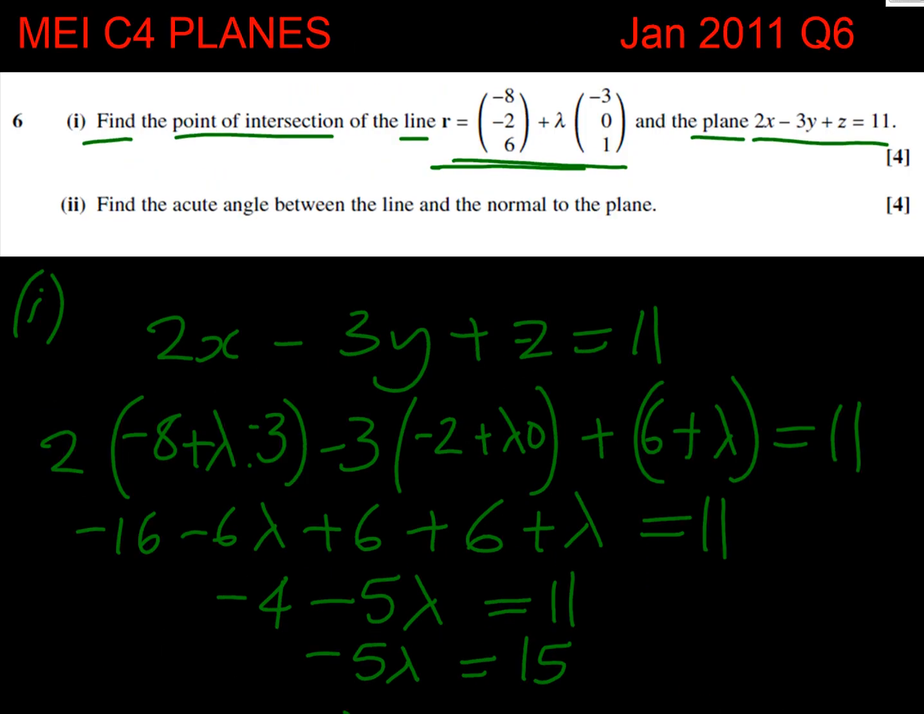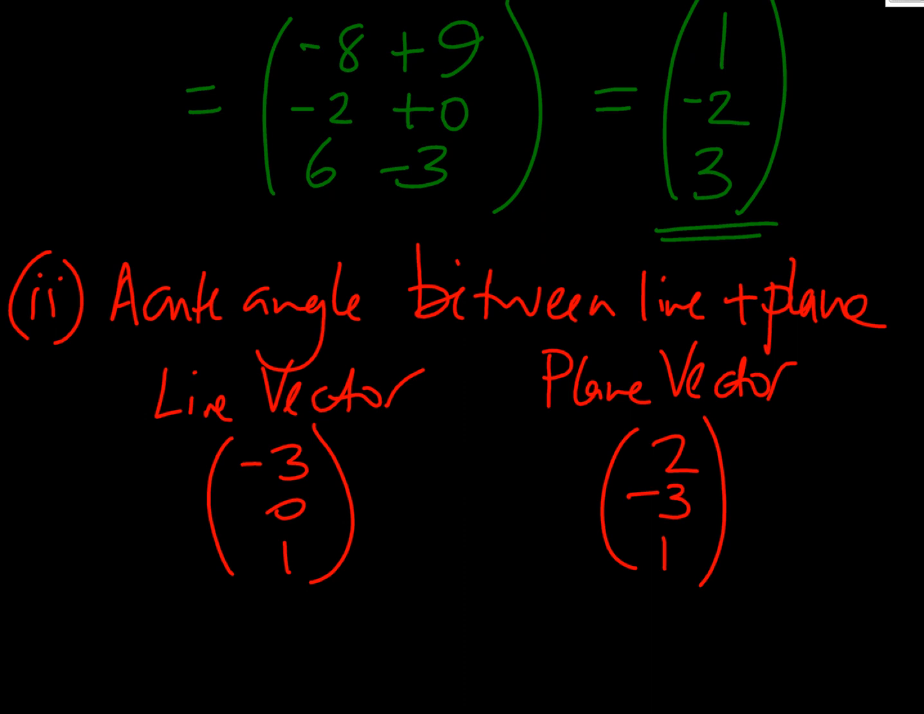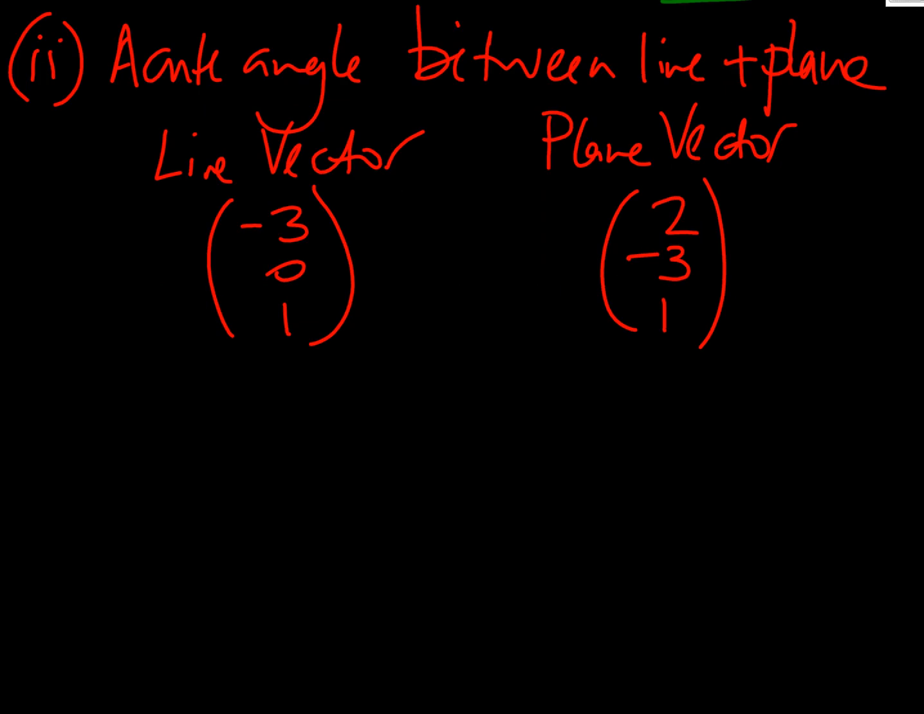So let's go back and see what it asked us for the second half of this question. Part 2: find the acute angle between the line and the normal. So from the line, we're interested in the line vector. And from the plane, we're interested in the plane's normal vector. And if we want to find the acute angle, or the angle between those, we're going to use our dot product. So let's write that lot out a sec. So there are the two vectors.